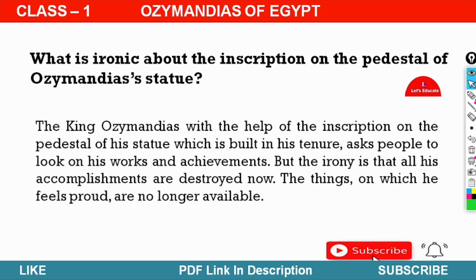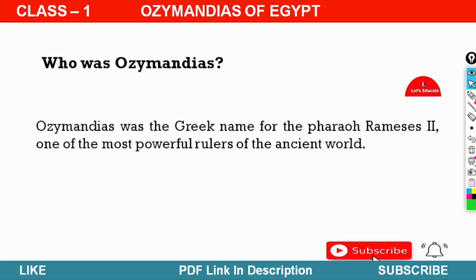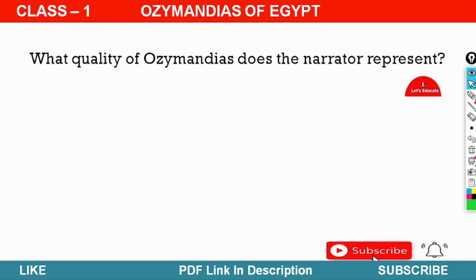Okay. Next question. Who was Ozymandias? Answer will be, Ozymandias was the Greek name for the Pharaoh Ramses II, one of the most powerful rulers of the ancient world. Next question. What quality of Ozymandias does the narrator represent?